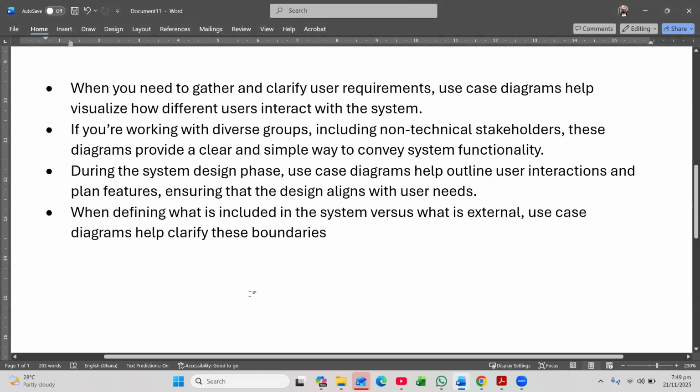Number one, when you need to gather and clarify user requirements. A use case diagram helps you to visualize how different users interact with the system. User requirements are very important. I think it is one of the steps which, especially here in Ghana, we skip. We build systems without thinking of the people who would use the system. The system would be used by the people. So if the people don't like the system, if the people can't use the system, your system is going to fail.